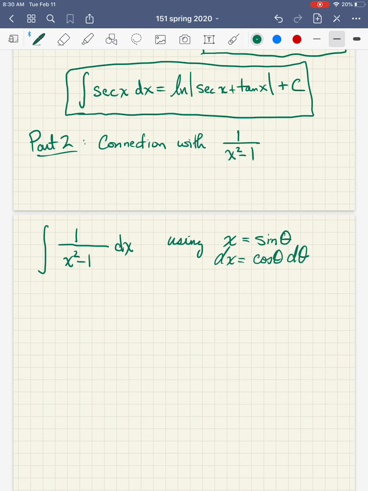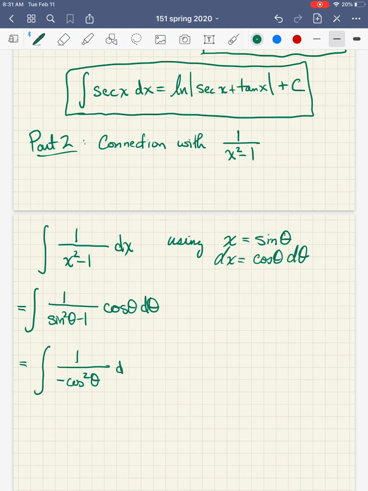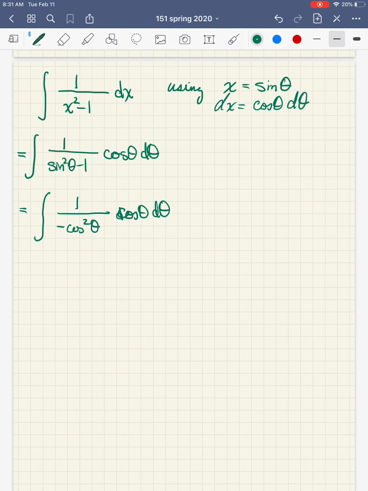And we fill this in. Let's see, so we get 1 over the square root of sine squared minus 1 times cosine theta d theta. And then I'm going to work this out. This is going to be negative cosine squared, and this is going to be cosine of theta. And finally, I'm going to pull that negative sign out, and I'm going to get 1 over cosine of theta d theta, which is negative secant of theta d theta.